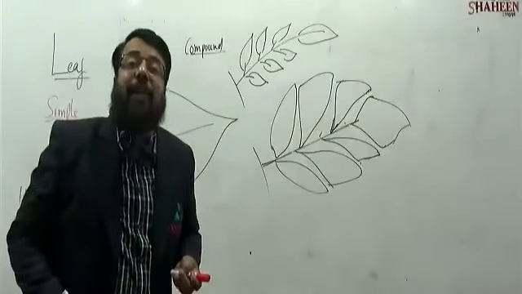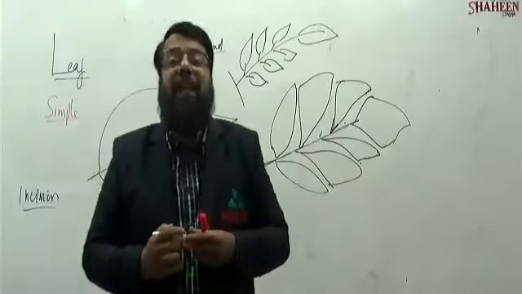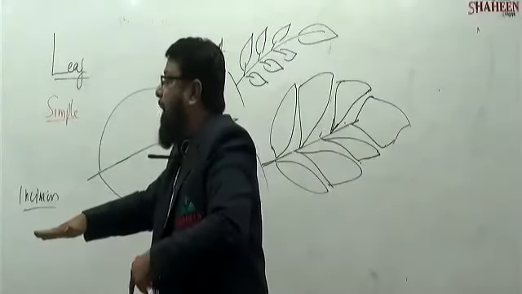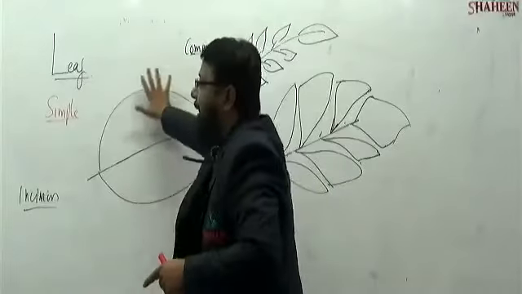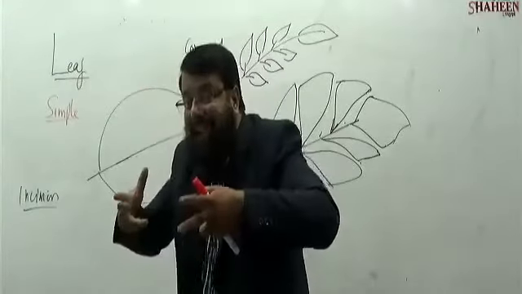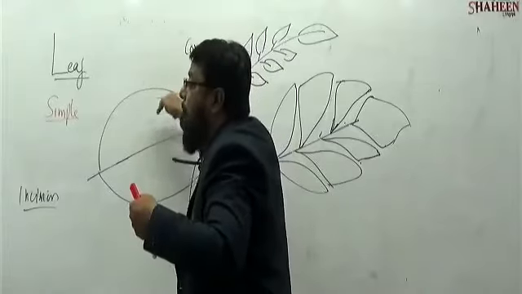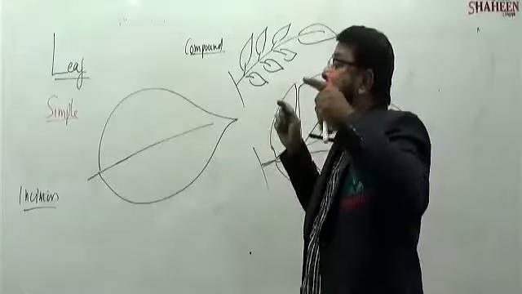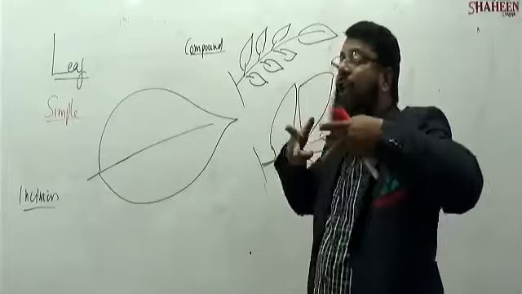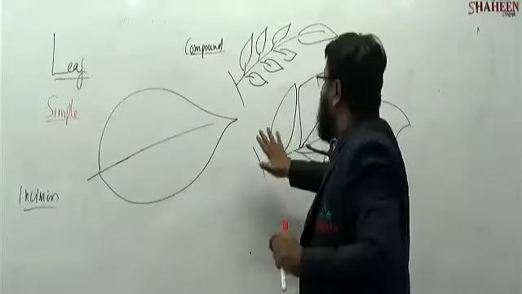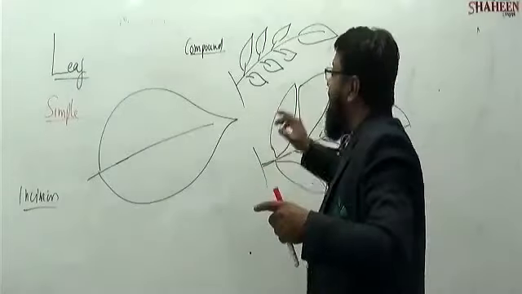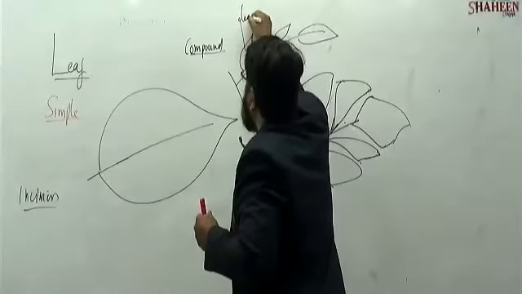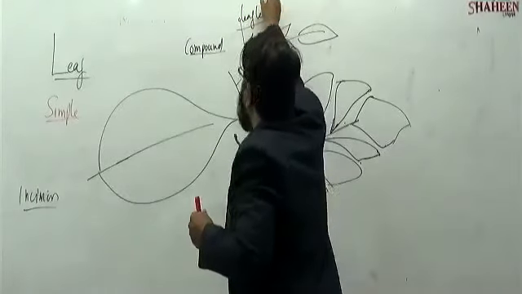So how many types of leaves are there? Two types of leaf are there. What are the two types? One is simple leaf, another one is compound leaf. What is the difference between simple leaf and compound leaf? A simple leaf will have an entire lamina, or if it is incised also, the incision is not reaching up to the midrib. Whereas in a compound leaf, the leaf lamina is incised and the incision is reaching up to the midrib, and because of that the leaf lamina will have leaflets.